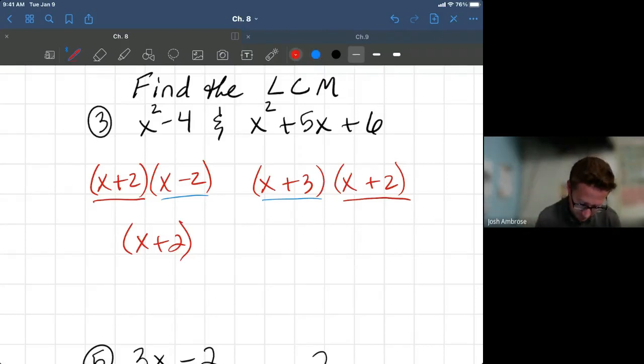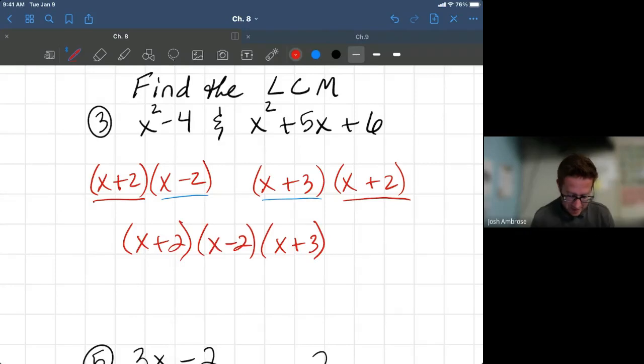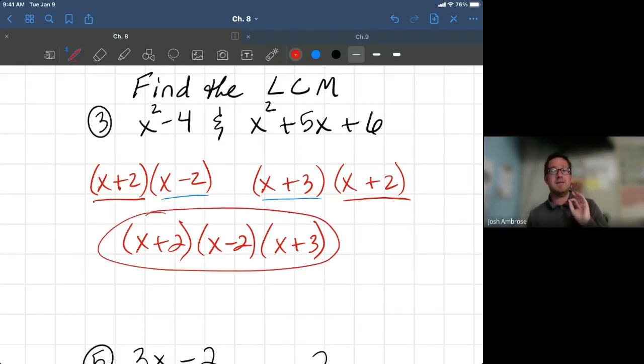All right, so x minus 2, x plus 3. This is your least common multiple. Again, if they share terms in common, in this case they both have x plus 2, bring only one of them down. But notice they don't share x minus 2. You must bring it down. They don't share x plus 3. You must bring that one down. That's how you're creating your LCM.